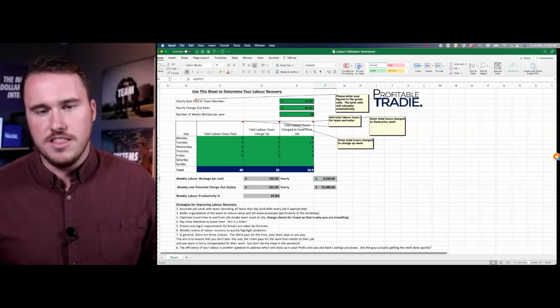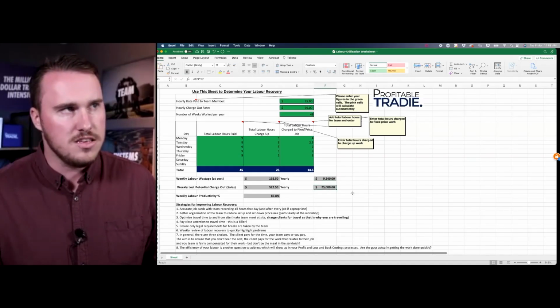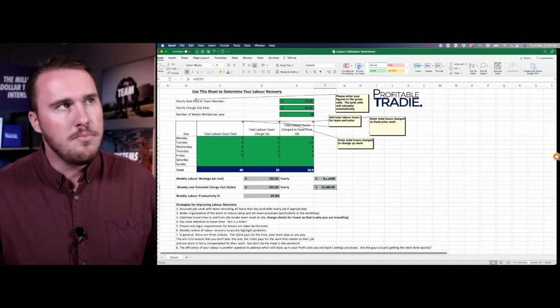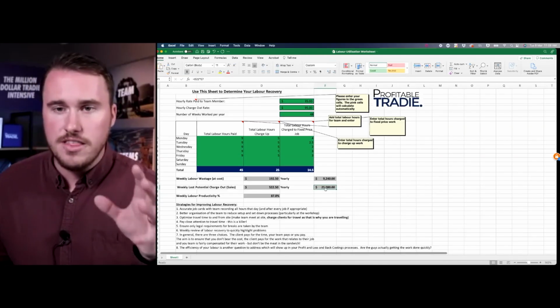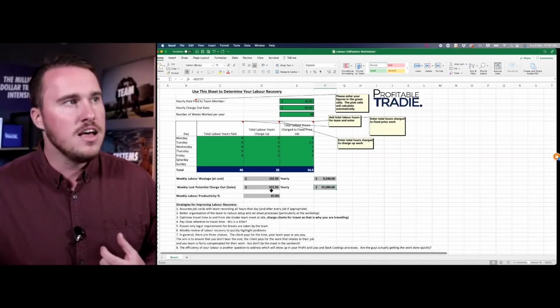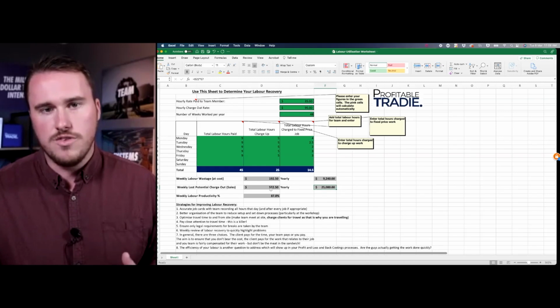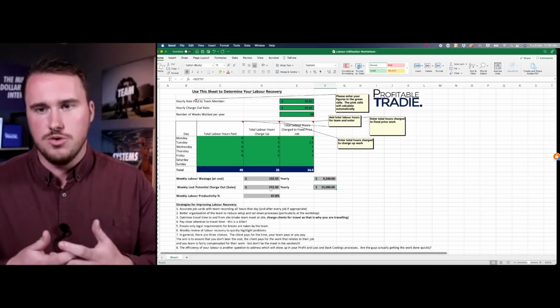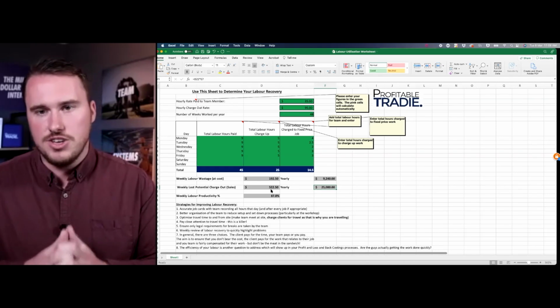But the cost isn't even the scary number, it's the opportunity cost. This is the weekly lost potential charge out, the sale rate based on their charge out, and it's only the labor that you're charging out. So that's $25,000 in a year, or $500 a week that you're losing to opportunity costs. So the potential that you could have these guys charged out.